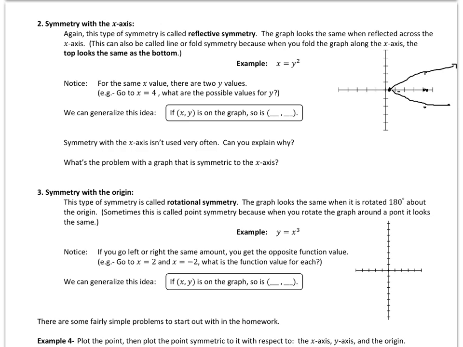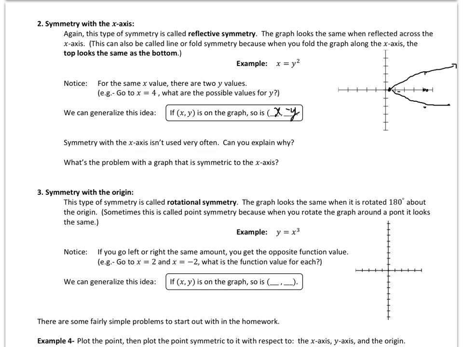Okay. So that has x-axis symmetry. Okay. So now we can generalize the idea. If x, y is on the graph, then so is x and negative y. Good. Okay.